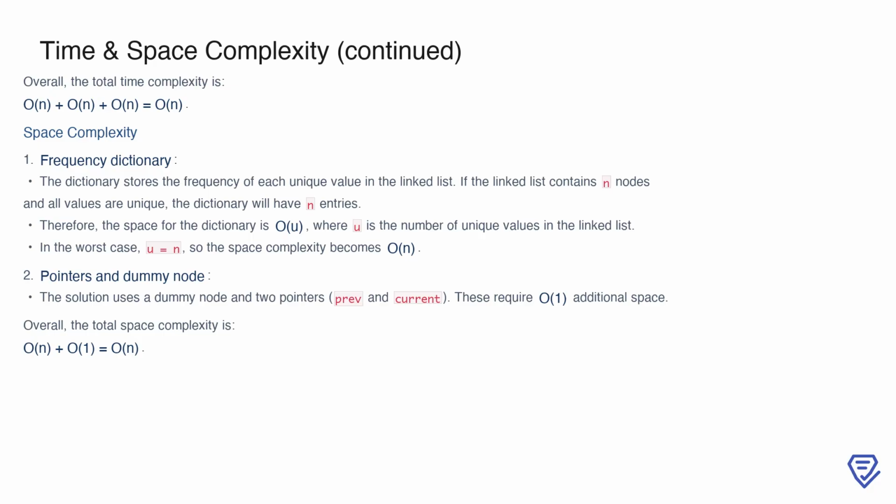The frequency dictionary stores entries for each unique value in the linked list. In the best case, where all values are unique, the dictionary will have n entries, resulting in O(n) space. Additionally, we use a dummy node and two pointers, which together require O(1) space. Combining these, the overall space complexity is O(n) plus O(1), which simplifies to O(n).